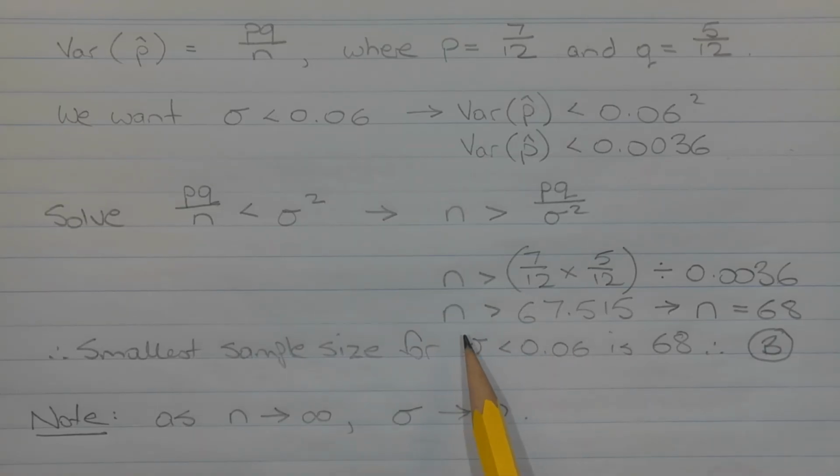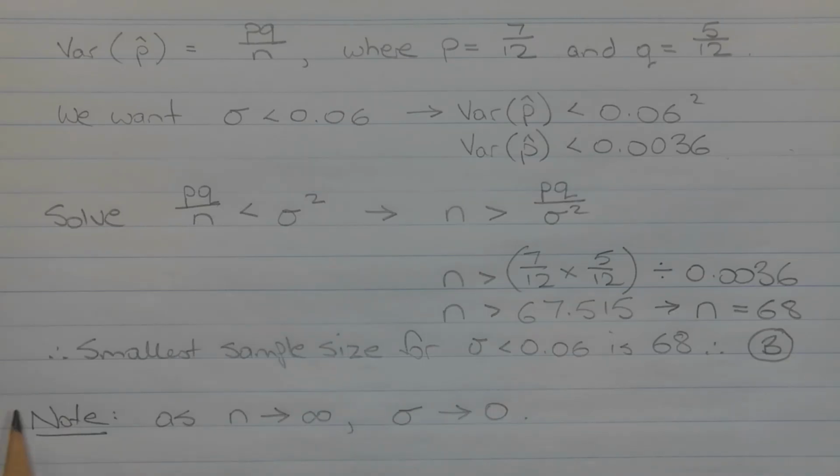And the smallest N that's greater than this value here is the integer 68. Therefore, the smallest sample size for the standard deviation to be less than 0.06 is 68. Therefore, the correct answer is option B.